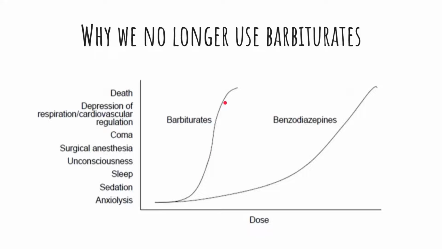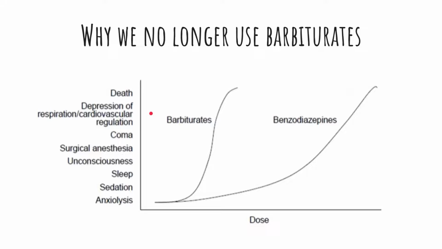أول إشي, we want to see the dose-dependent relationship. كلما زاد الdose of these drugs, كلما زاد الإفكت زي ما حكينا ببداية المحاضرة. So if we increase the dose زي ما أنتم شايفين, we move up the response. فمنبلش for example at anxiolysis, then we move to sedation, then to sleep, then to unconsciousness, then anesthesia, then coma, then depression of the respiration and cardiovascular regulation, and then death. تمام؟ هاي كلما زاد الdose, كلما ارتفعت هاي effects.